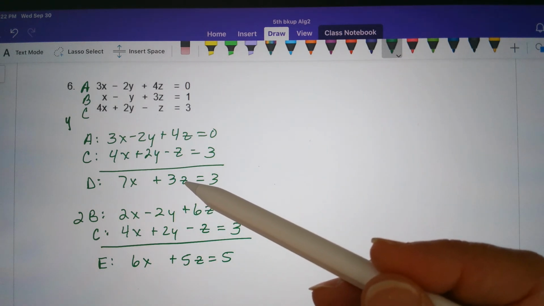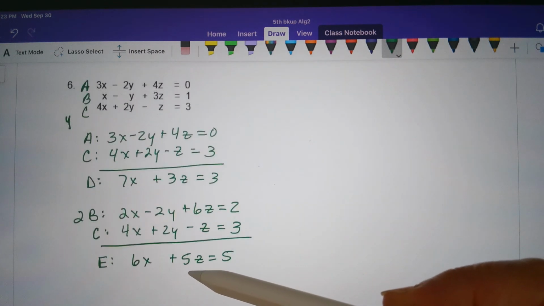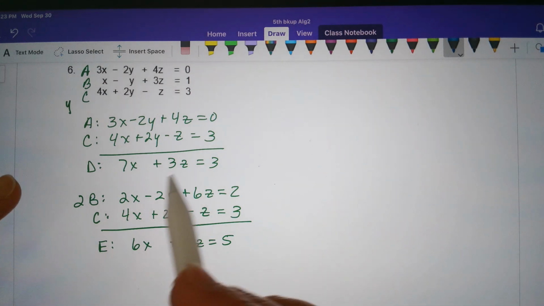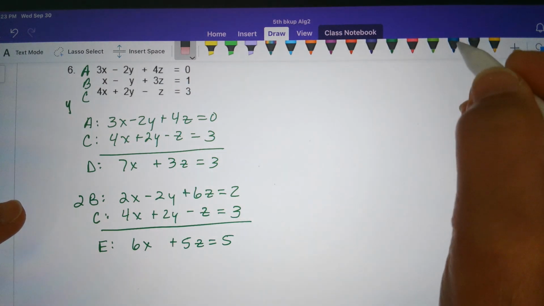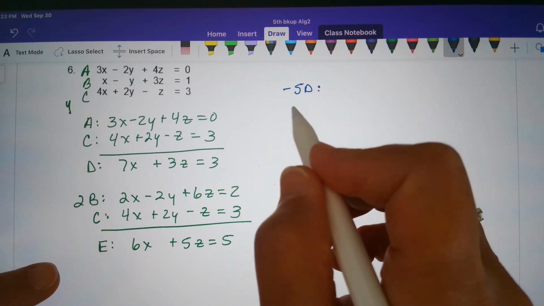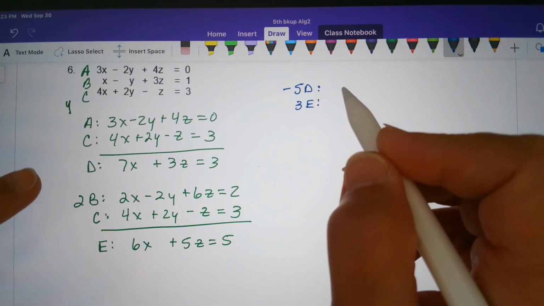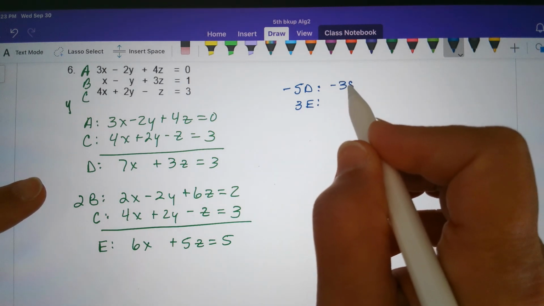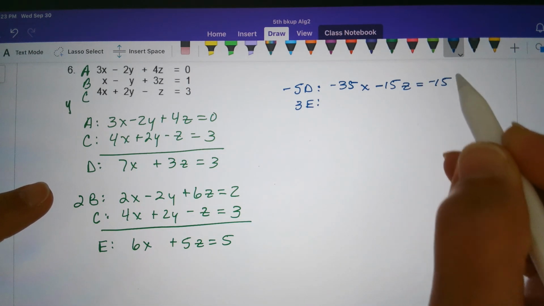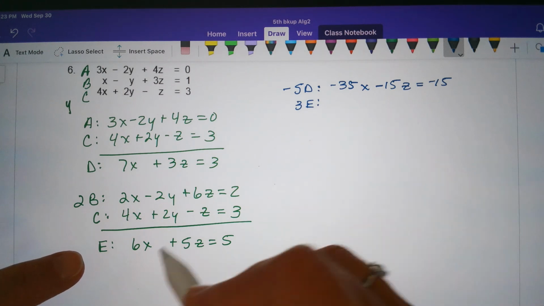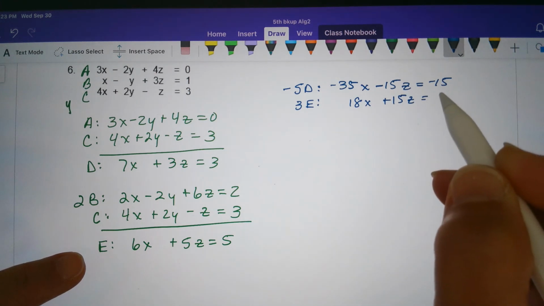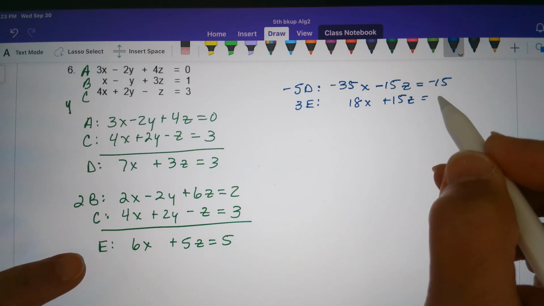I'm going to make D a negative 15z and E a positive 15z. So that means negative 15z for D, so I'm going to take a negative 5 times D and 3 times E. Okay, so negative 5 times D, negative 35x minus 15z equals negative 15, and 3 times E, 18x plus 15z equals 15.